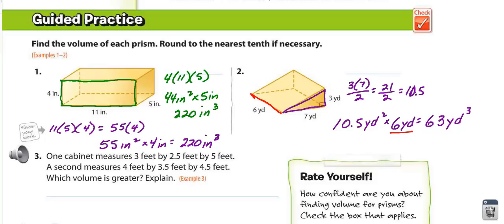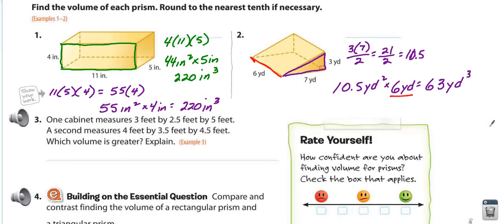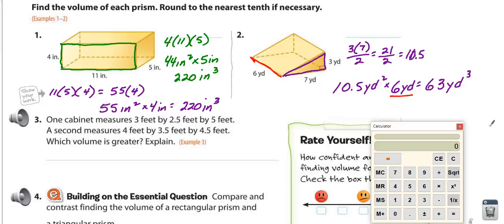All right, one more problem for you to try. Go ahead and do number 3, where you're comparing those two cabinets. So pause the video, do number 3, and then come on back to us. All right, I've grabbed my calculator here. So I've got 2 cabinets. We're going to call them cabinet 1. I'm going to be super creative about this.